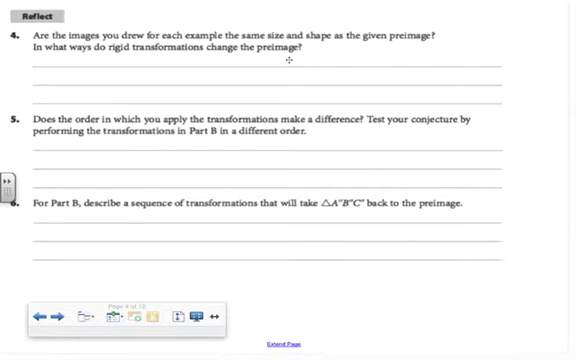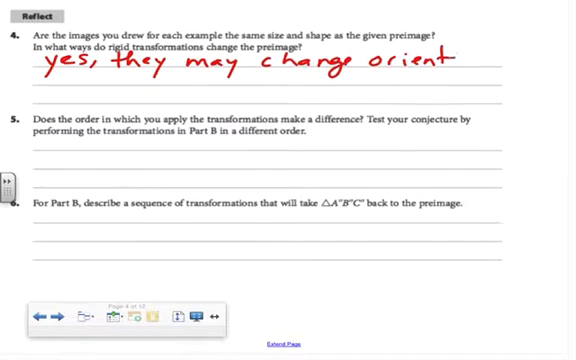In these reflect questions, we're being asked, are the images you drew for each example the same size and shape as the given pre-image? Yes, they were. In what ways do the rigid transformations change the pre-image? They may change the orientation of the shape. Does the order in which you apply the transformations make a difference? So test your conjecture by performing the transformations in part B in a different order.